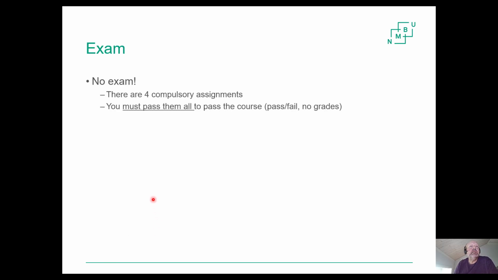The exam, well, there is no exam because there is no grading here, right? You only pass or fail. And in order to pass, there are 4 compulsory assignments. So you have to pass them all. There is no exception in order to pass the course. So that's how it works in this course.